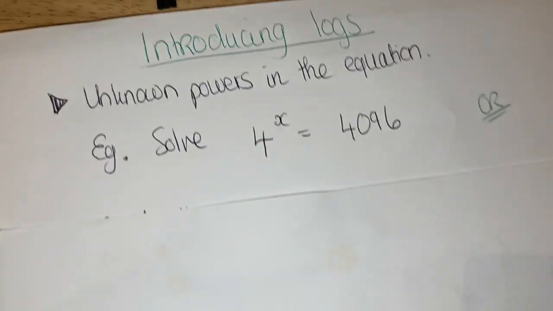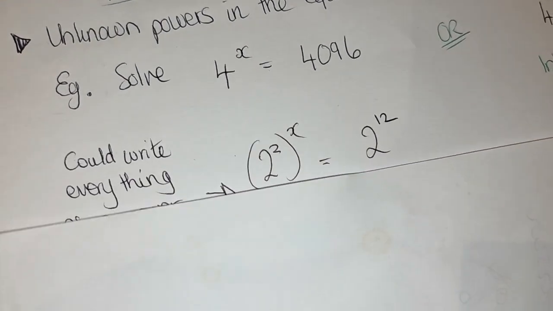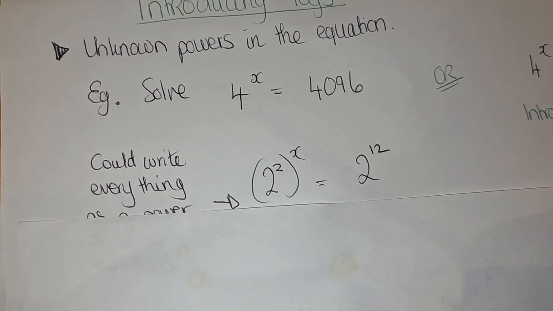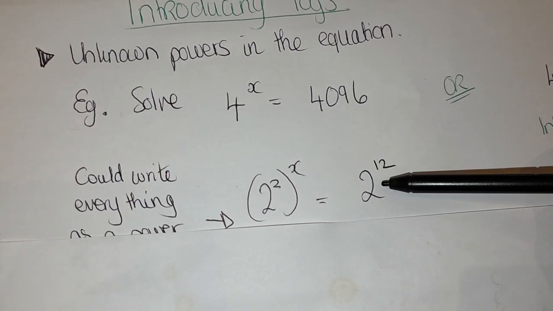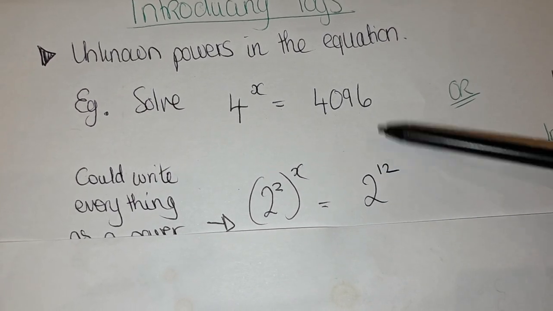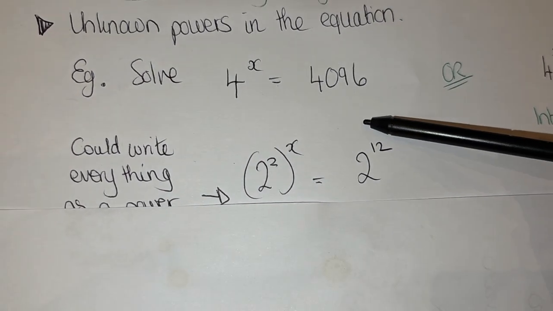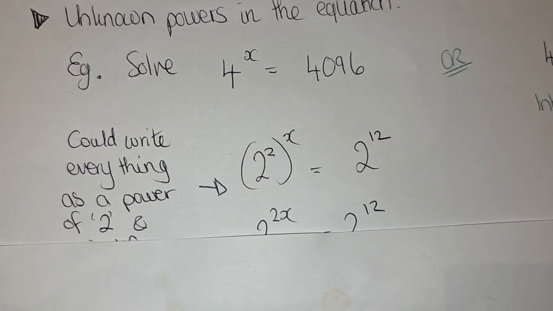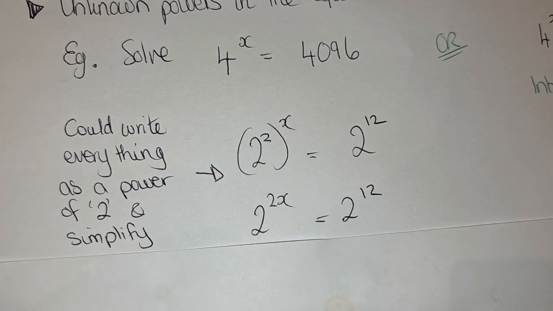So if I can write everything as a power of 2, that's what I'm going to do. So 2 squared would give you back a 4. And then trial and error on the calculator, you'd eventually figure out that 2 to the power of 12 is 4096. Then we apply rules of indices. Power to a power means you'd multiply. So that would become 2 to the power of 2x is now equal to 2 to the power of 12.